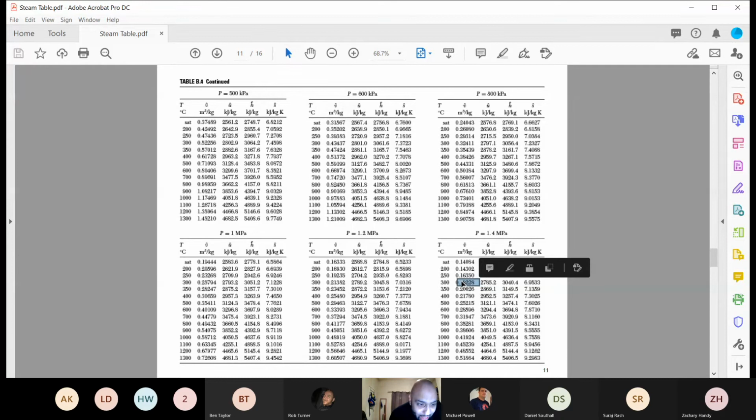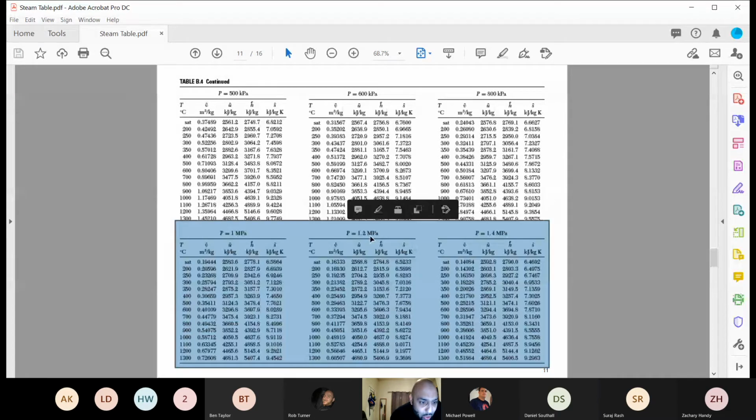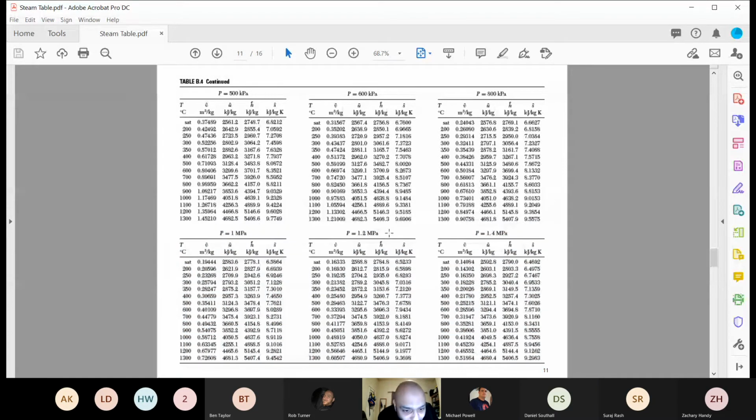Take a note of these numbers on the piece of paper. Take a note of 0.2138 and 0.18228 volumes. Now take a note of the pressure. At 0.18228, pressure equals 1.4 MPa. At 0.21382, pressure equals 1.2 MPa. Very important: take a note of the pressure with that volume. Let's give you a couple of seconds to do that.